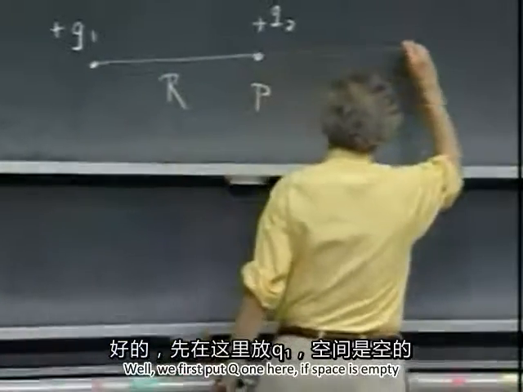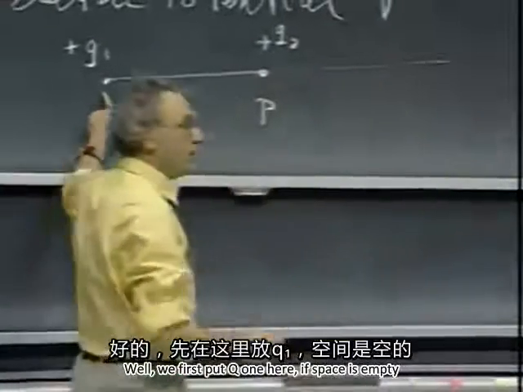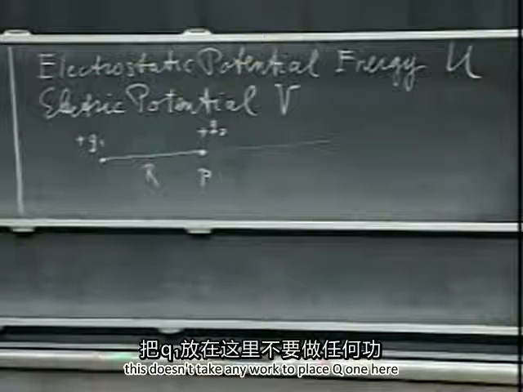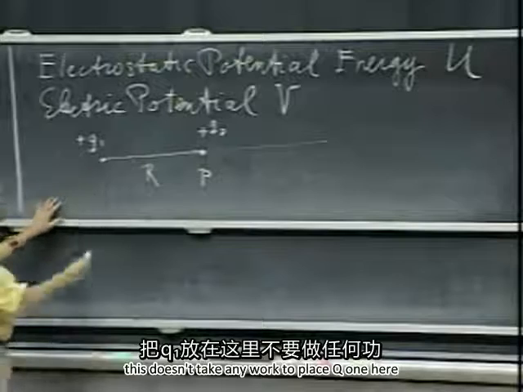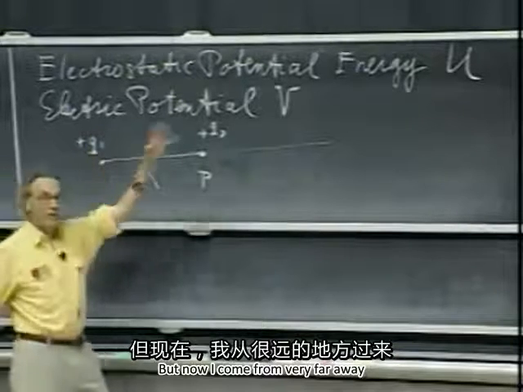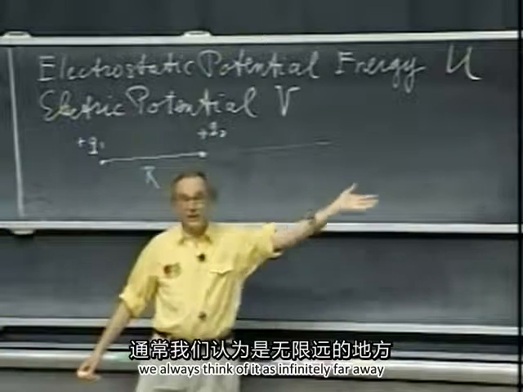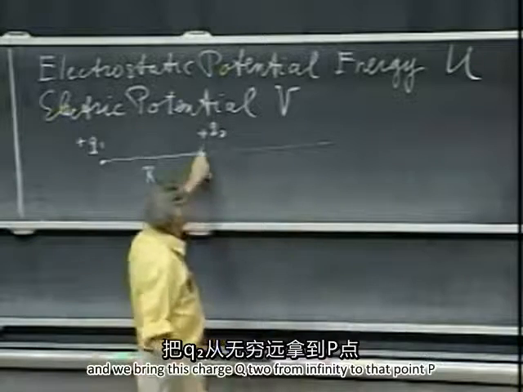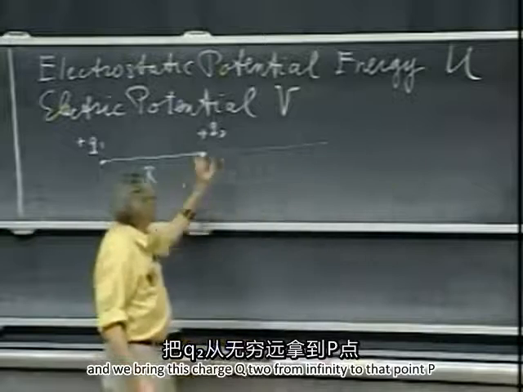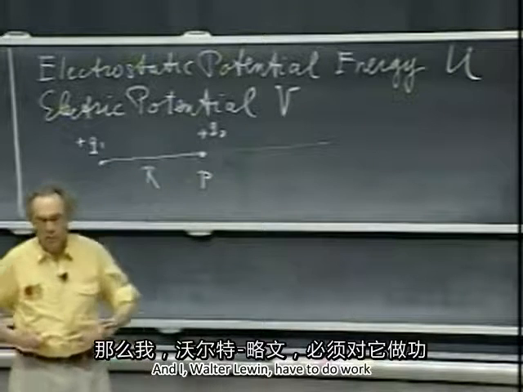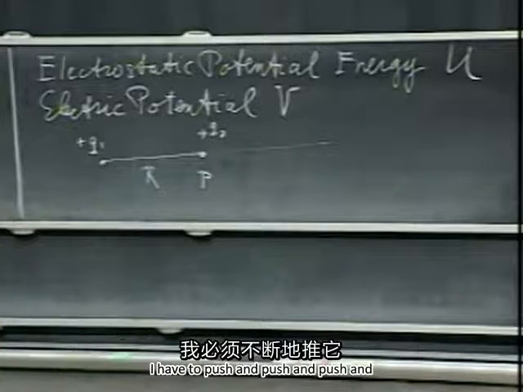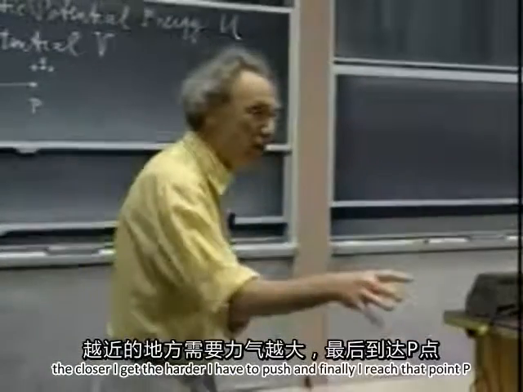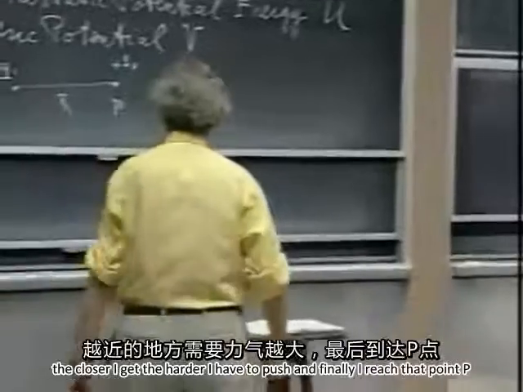Well, we first put Q1 here. If space is empty, this doesn't take any work to place Q1 here. But now I come from very far away. We always think of it as infinitely far away. Of course, that's a little bit of exaggeration. And we bring this charge Q2 from infinity to that point P. And I, Walter Lewin, have to do work. I have to push and push and push. And the closer I get, the harder I have to push. And finally, I reach that point P.